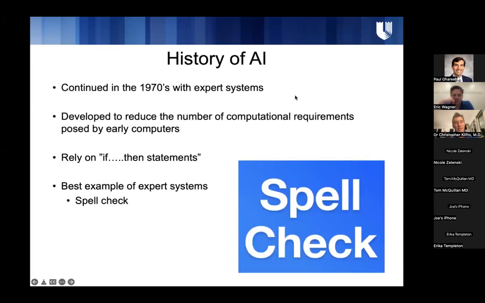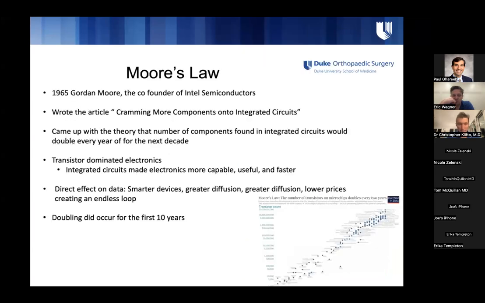So in the 1970s, the first expert system was developed. And essentially, this was an AI program that was used to reduce the number of computational requirements posed by early computers. And we know this pretty well. There's something called if-then statements, and it's a type of algorithm that was programmed. And essentially, it's spell check. So believe it or not, spell check was a pretty innovative form of AI that was created in the 1970s.